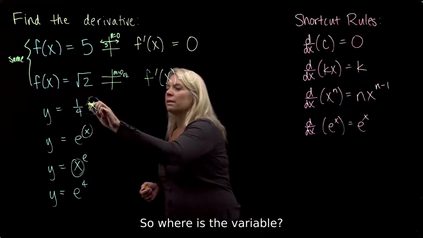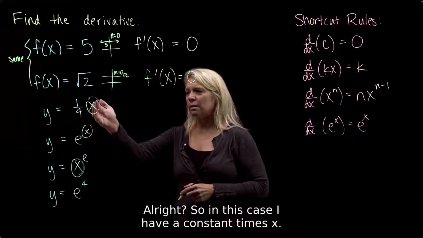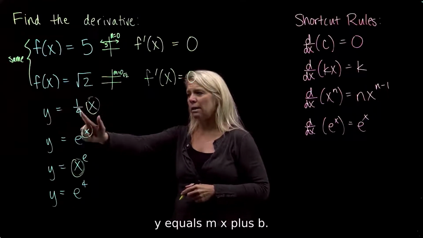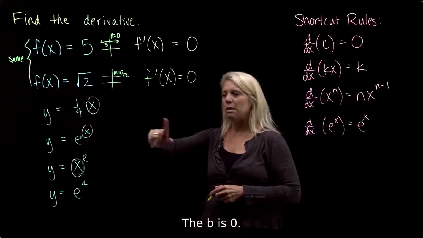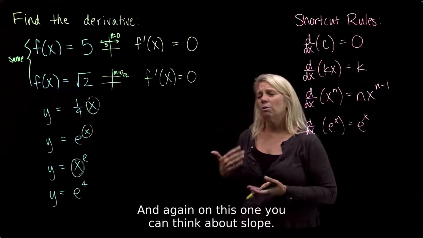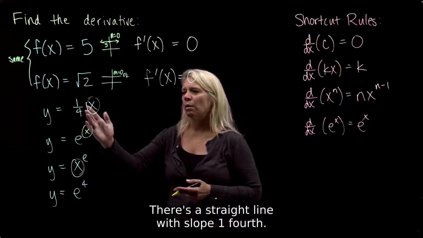Okay, so where is the variable? All right, so in this case, I have a constant times x. This is a line, y equals mx plus b. The b is 0. This is a straight line. And again, on this one, you can think about slope. This is a straight line with slope 1/4.